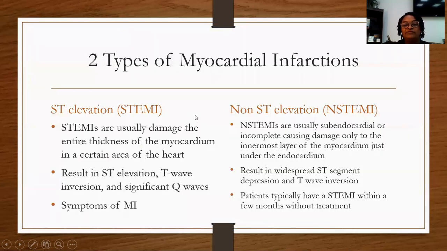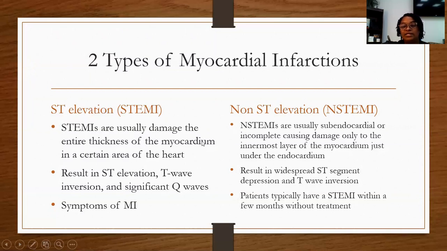So there's two types of myocardial infarction. You have your ST elevation, which is called the STEMI, and non-ST elevation, which is your non-STEMI. Now, STEMIs usually damage the entire thickness of the myocardium. They result in ST elevation, T wave inversion, and significant Q wave. And the person with the STEMI is usually going to present with the symptoms of an MI.